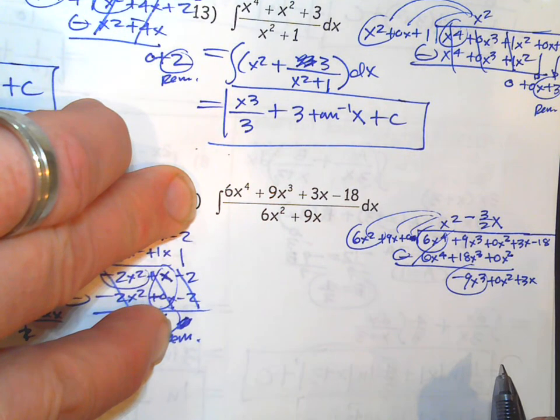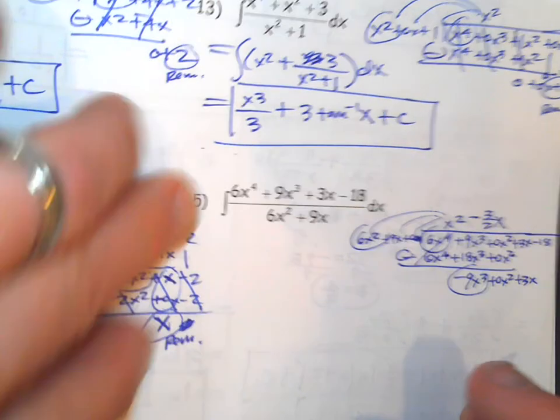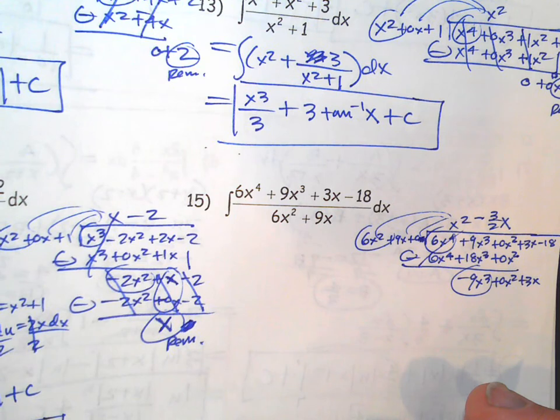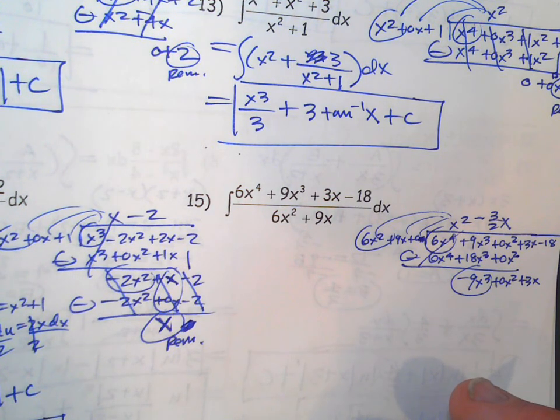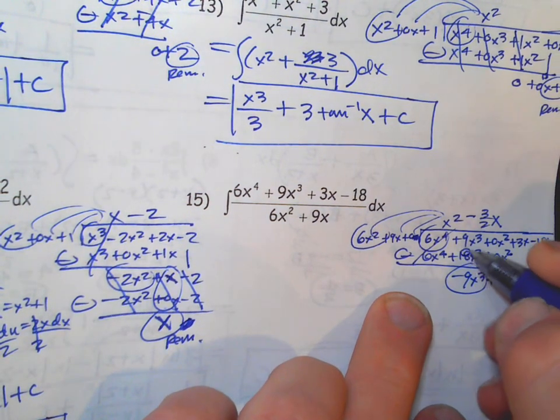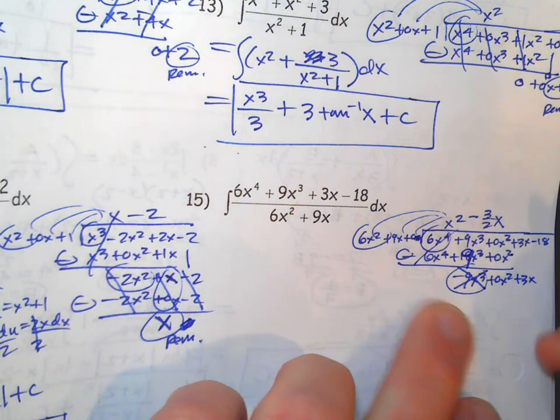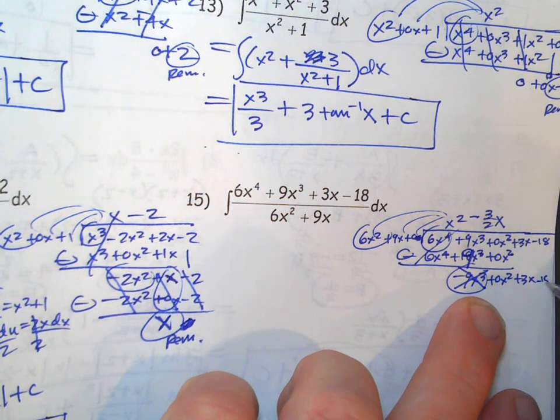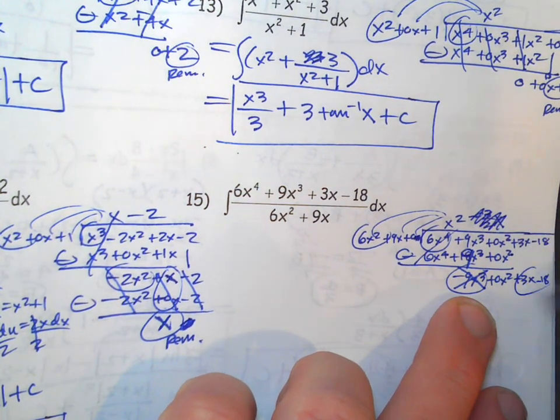It's a little messy. I feel like I made a mistake. It should have just been 9. So that goes away, and we're done. This is the remainder.